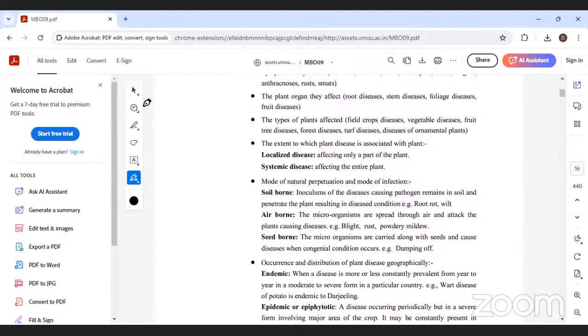Rust disease, blight, rust, and powdery mildew disease. Powdery mildew disease is an airborne disease. One is the soil borne, the second one is the airborne, the third one is the seed borne. First one is called the soil borne. Main examples: root rot, and the second one is wilt disease, which is soil borne.